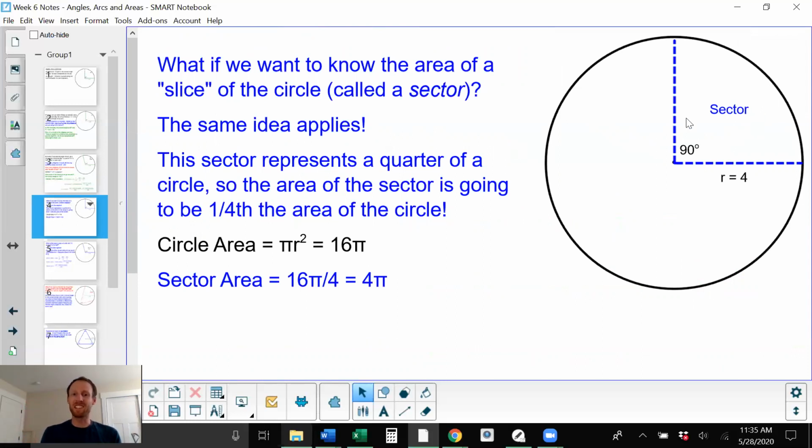What if we wanted to find the area of a slice of our circle? We call that a sector. Well, the same idea applies. If I look at this circle, I see that this sector represents a quarter of the circle. So I would take the area of the circle, which we get by doing pi times the radius squared. In this case, I square the radius to get 16 and multiply by pi. So the area is equal to 16 pi. And I want a quarter of that, so I'm going to divide it by 4. I end up with 4 pi as the area of that sector.